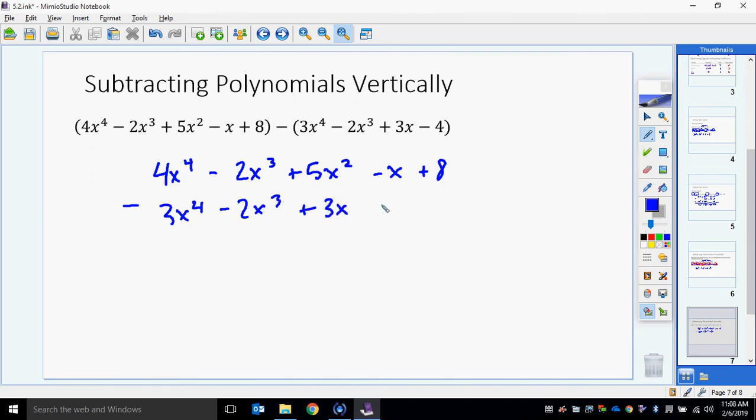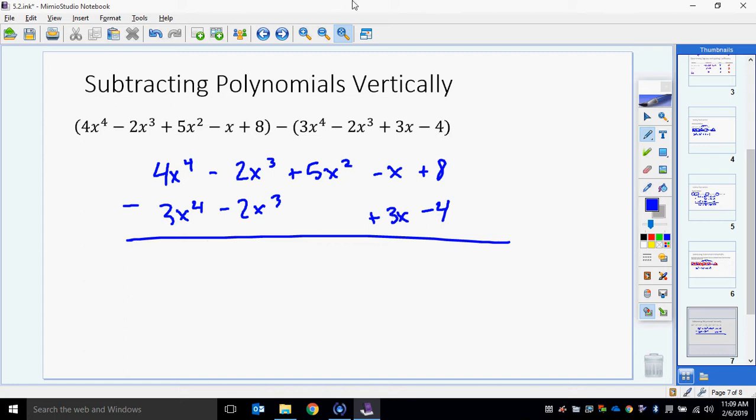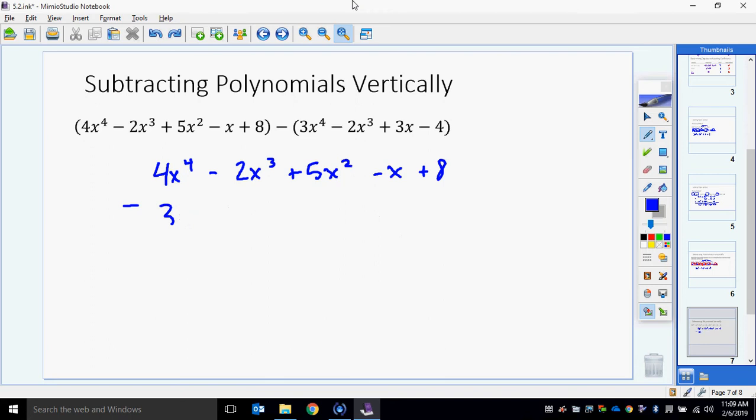But I want to make sure I line things up here. If you write subtraction, don't forget that you're subtracting each and every one of them. So what I might recommend you doing is, again, subtraction means add the opposite.